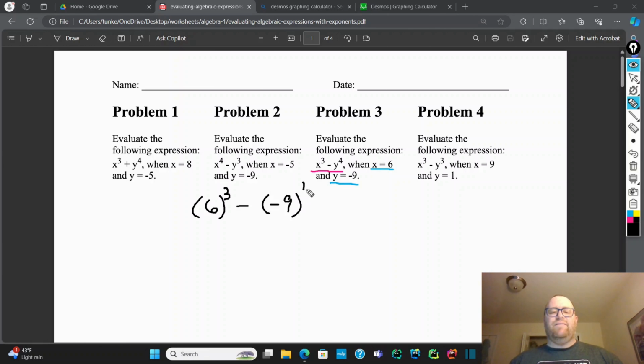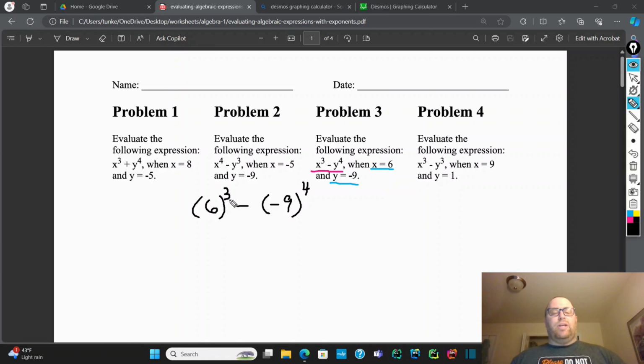Now we have a negative number raised to an even power, or even exponent here. So we're going to get a positive number. So this is going to be a positive subtracting another positive. This number should be larger, so we're actually going to end up with a negative result in the end.